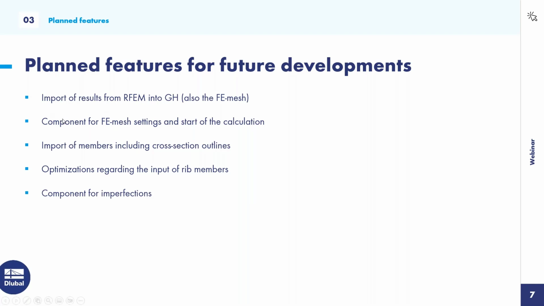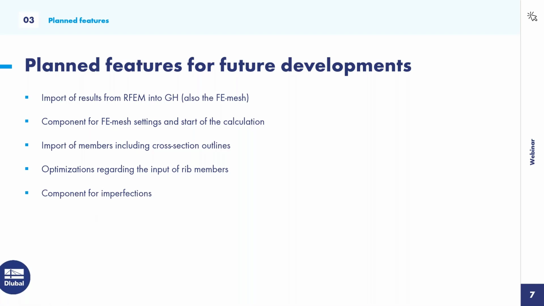One big topic is, of course, the import of results from RFEM back into Grasshopper. Also, let's say, the FE mesh as geometry, maybe. Another big feature is the import of members, including the cross-section outlines. Again, a bigger feature, which needs a bit of development on our side. And then some smaller ones, let's say components to control the FE mesh settings or the start of the calculation, maybe an optimized input regarding RIB members, or components for imperfections, as we cannot define them via the Grasshopper interface right now.